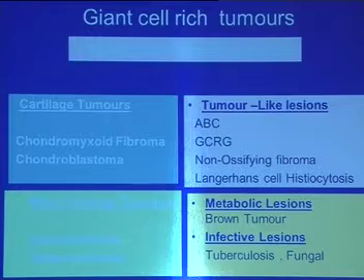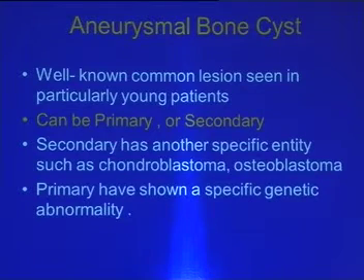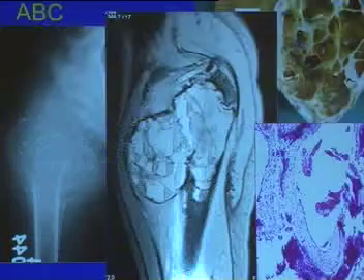Now coming to tumor-like lesions, aneurysmal bone cyst is a very well-known common lesion, particularly seen in younger patients. It can be primary or secondary, and the secondary aneurysmal bone cyst has another specific component like a chondroblastoma, osteoblastoma, chondromyxoid fibroma, true giant cell tumor, etc. In recent years it has been shown that the primary variety of aneurysmal bone cyst has a typical genetic signature, and so these are likely to be true neoplasms.